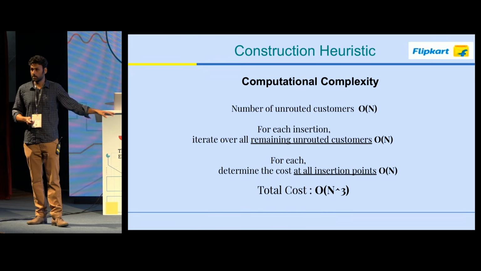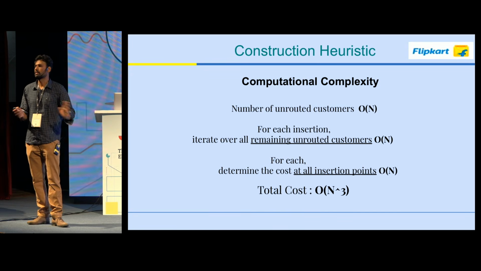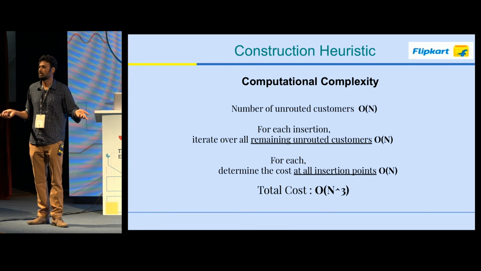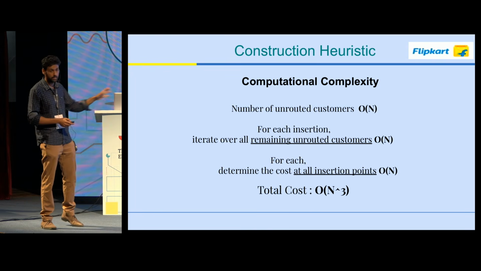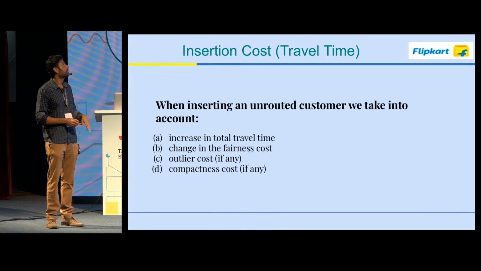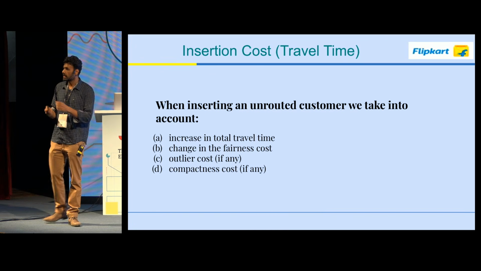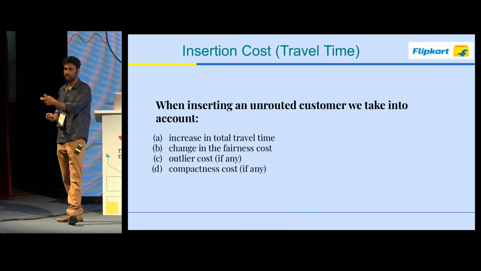Now, if I were to stick with this order of n cubed, I can barely solve a route planning problem with 100 shipments. So we have to reduce it. We'll come back to that later. I haven't yet defined exactly what the cost is. I just said we had to compute the cost.